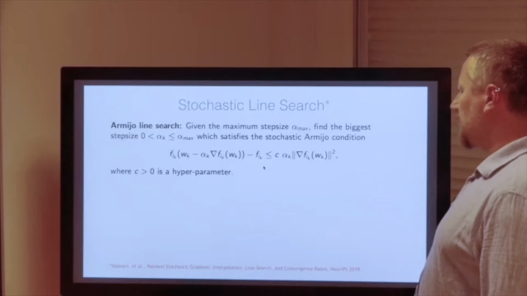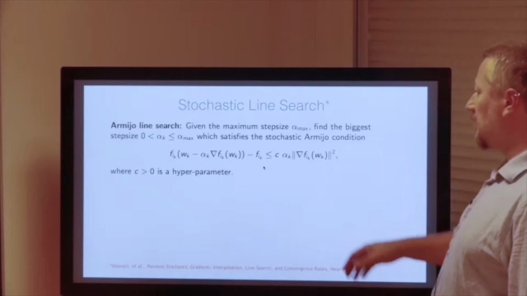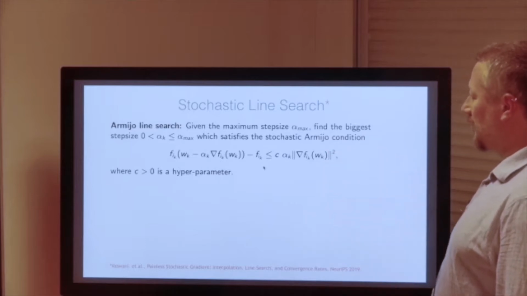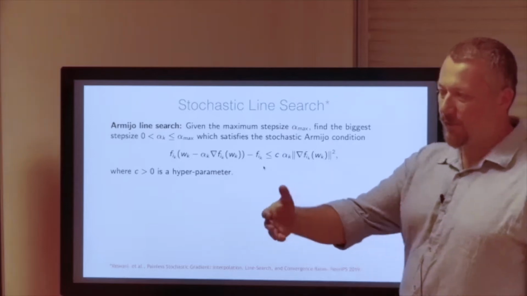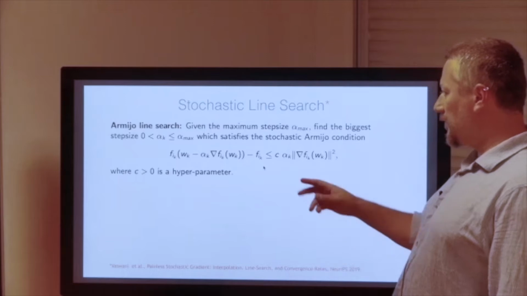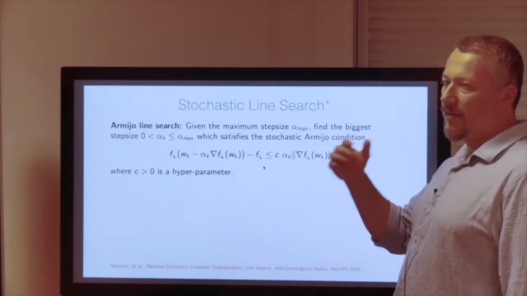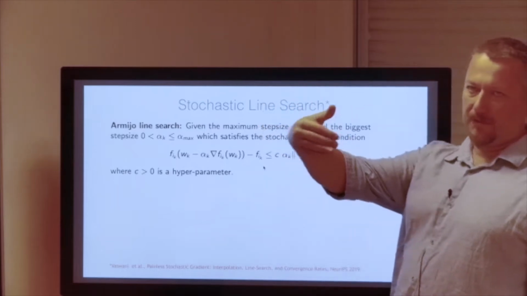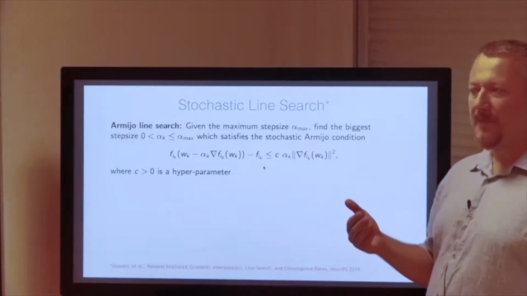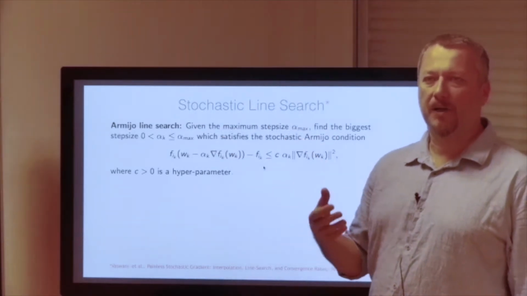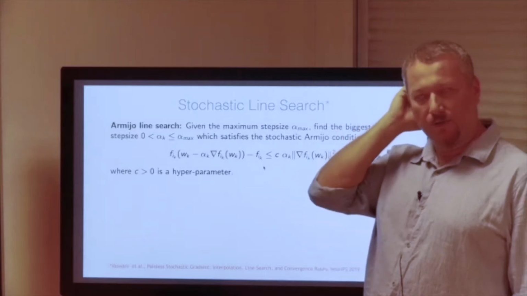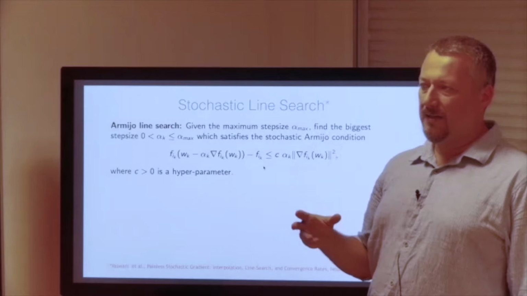If this is satisfied, you like that point, you like that descent, and you move to that point and take another stochastic gradient step. But if this condition is not satisfied, then you say, okay, this step size probably was too big, let's reduce the length a little bit. You multiply it with some gamma close to 1, like 0.9.